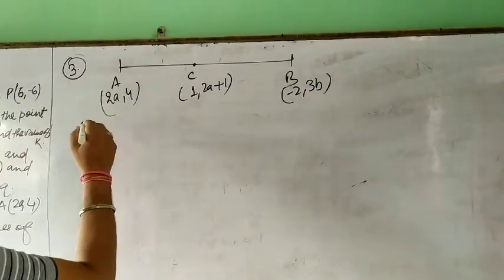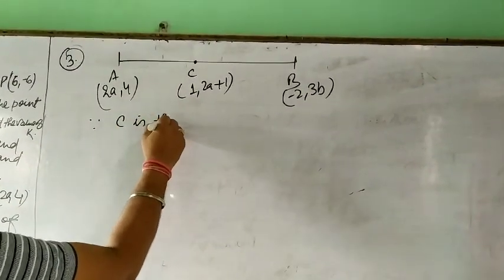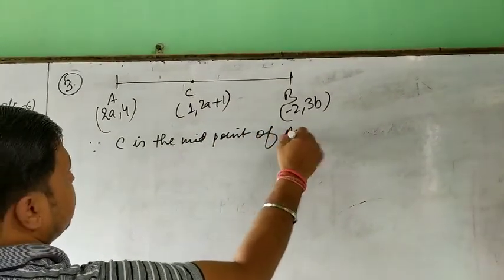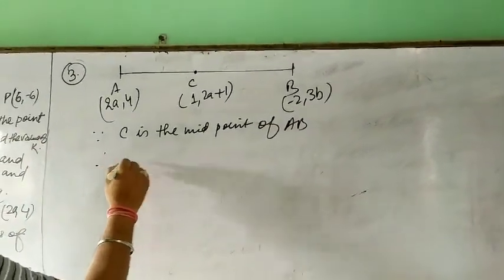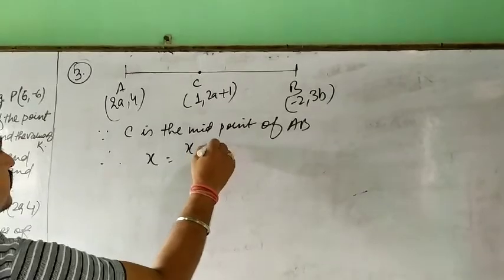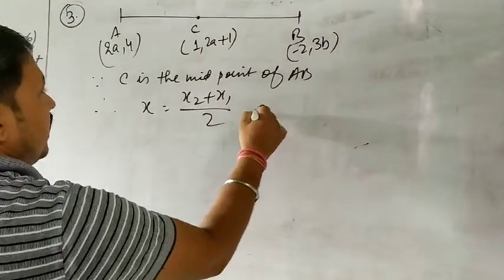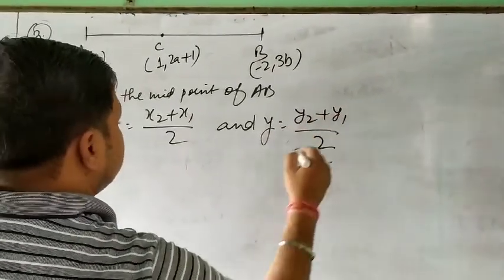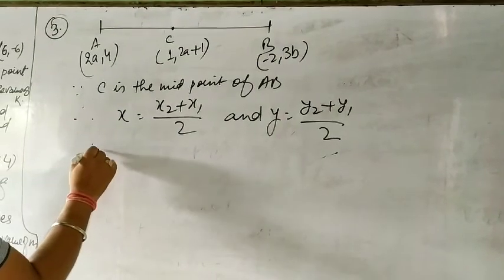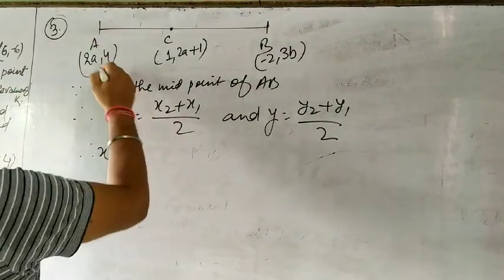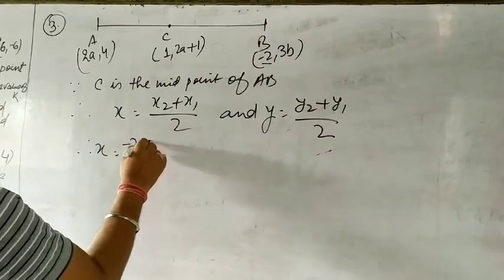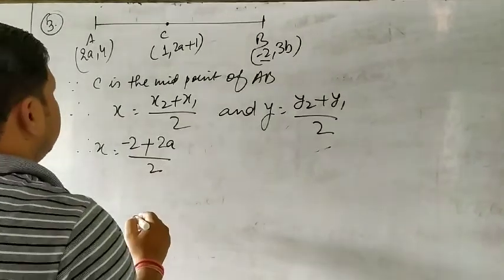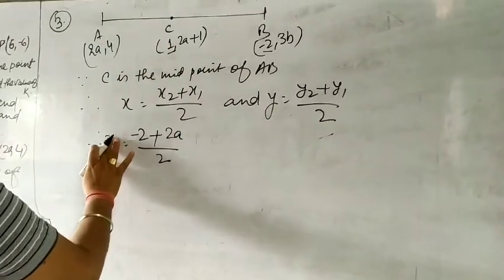So since C is the midpoint of AB, x equal to (x2 plus x1) by 2 and y equal to (y2 plus y1) by 2. Therefore x equal to (x2 plus x1) by 2, where x equal to 1, x2 equal to -2 and x1 equal to 2a.